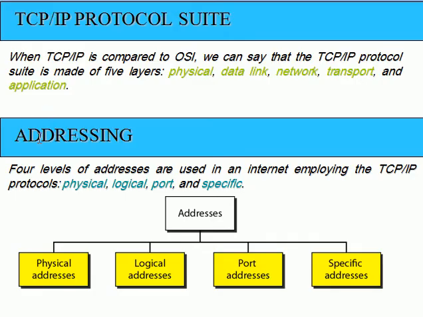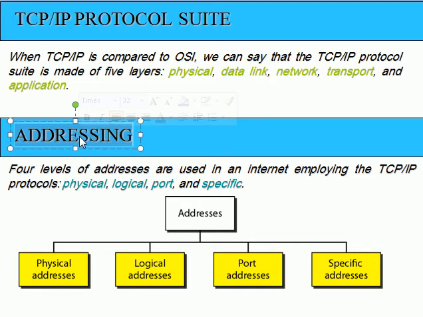So, as we are saying here, when TCP/IP is compared to OSI, we can say that the TCP/IP protocol suite is made of only 5 layers. What are they? Physical, data link, network, transport, and application. That means we don't have session and presentation. So be careful: 5 layers is the TCP/IP suite, while 7 layers is the OSI model.